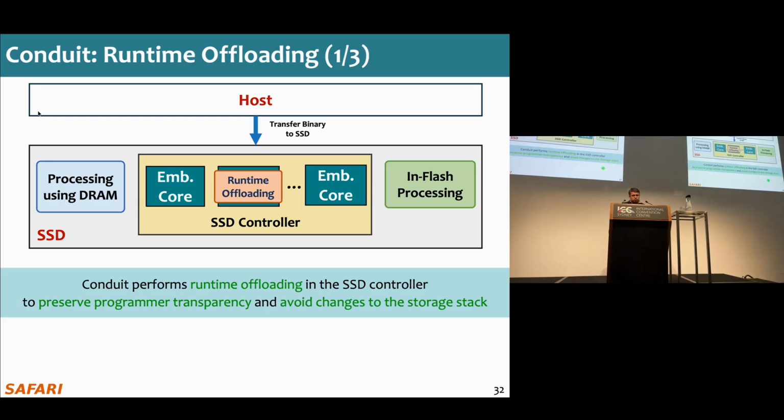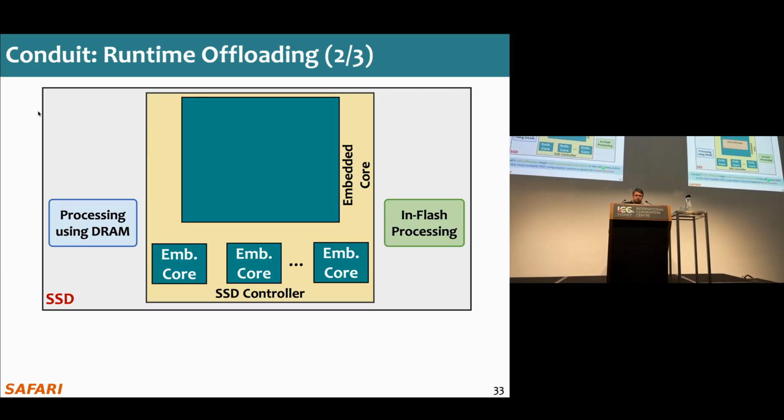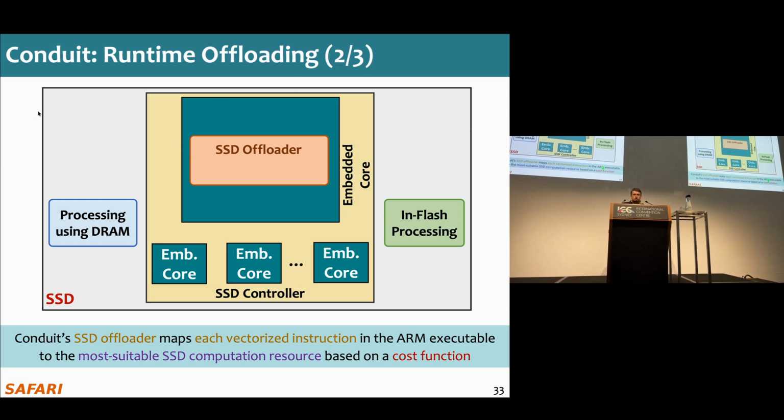In this runtime offloading step, Conduit performs the runtime offloading in the SSD controller to preserve programmer transparency and avoid changes to the storage stack. Why we do it in the SSD controller is because it has real-time knowledge of all the SSD computation resources, like resource utilization, contention in the shared channels, and so on. So we have an SSD offloader component in Conduit which maps each vectorized instruction in the ARM executable to the most suitable computation resource within the SSD, and we do it based on a cost function. Both these components are running on one of the embedded cores in the SSD.